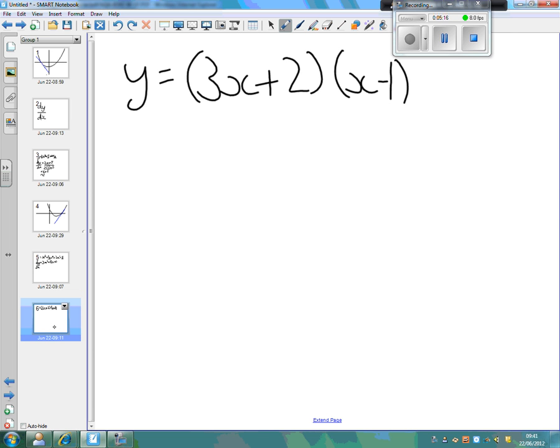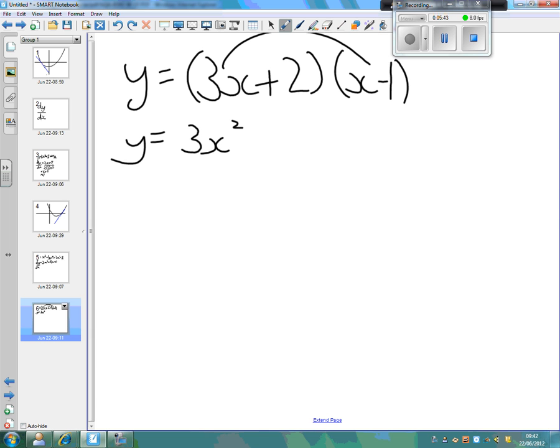Now, let's try a slightly more difficult question. This may look more complicated, but actually it's just combining what you already know. So if we combine our knowledge of expanding brackets, we can use the FOIL method. Let's start off by doing the first ones. We're expanding these brackets. If you times the first ones, 3x times x equals 3x squared.